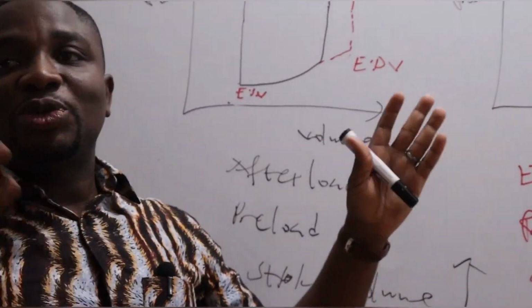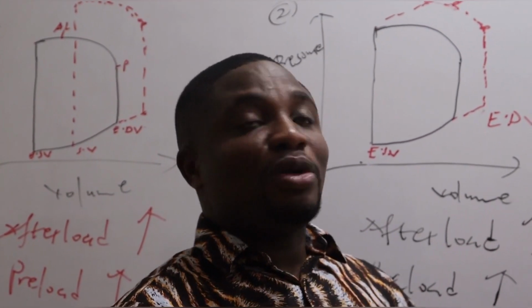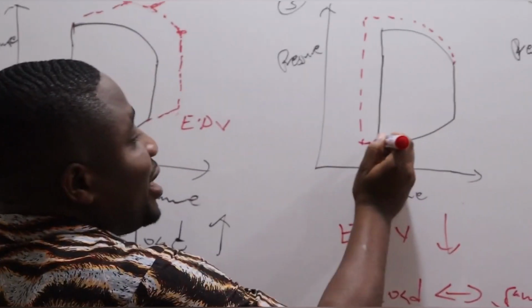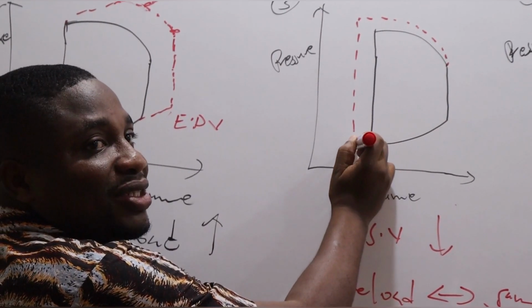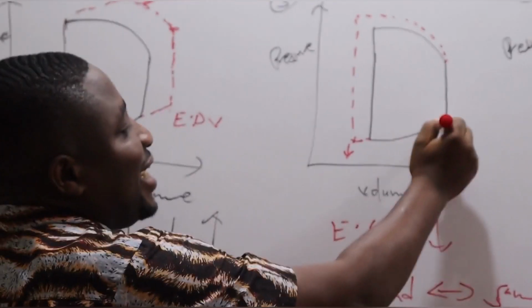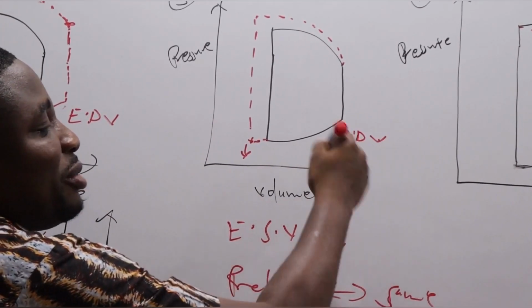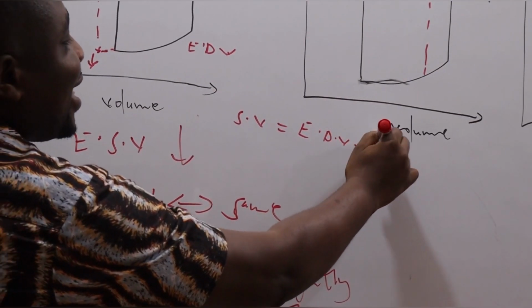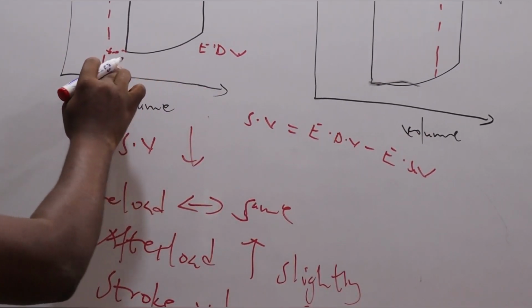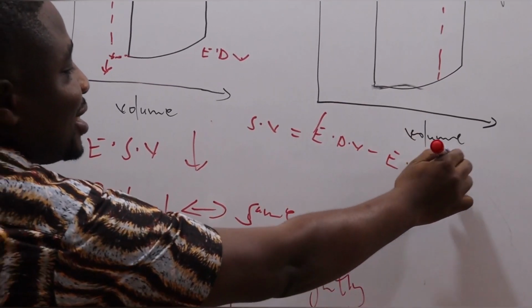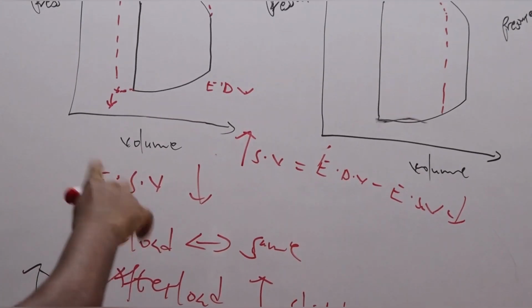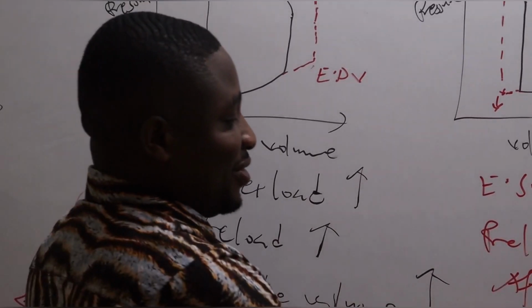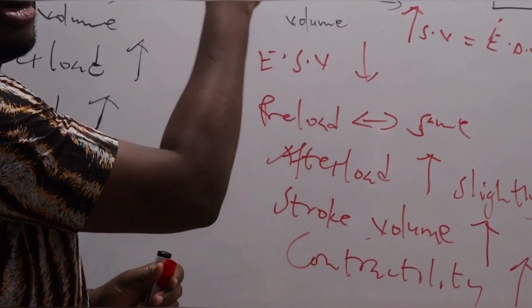For this graph, as you rightly said, the end systolic volume is decreasing because it has moved from its original point towards the left, so it has decreased. The end diastolic volume remains the same, and we know that the stroke volume is the end diastolic volume minus the end systolic volume. Hence, once this is decreasing, it means that the stroke volume will increase. So that's what you're having there. The stroke volume is increased, the end systolic volume will decrease.